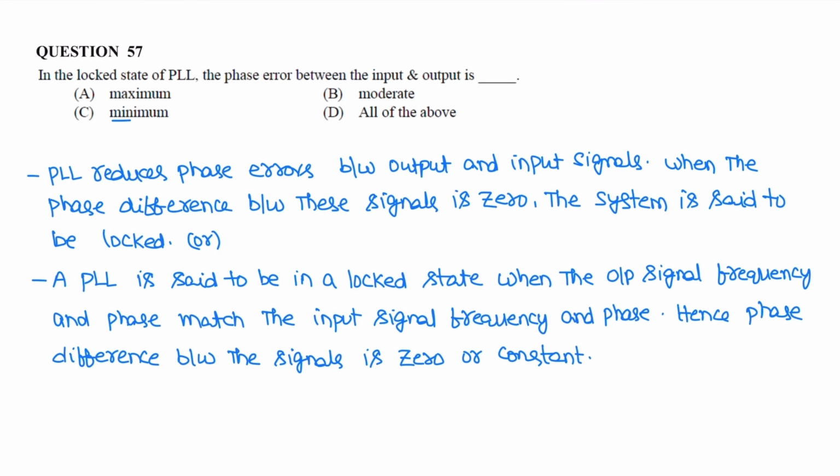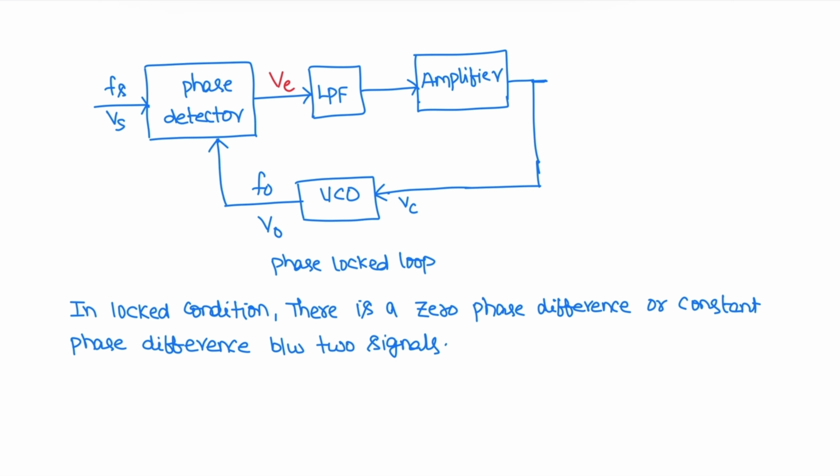Next question. In a locked state of the PLL, the phase error between input and output is 0 or minimum. It is a constant value which is 0 or minimum. In the ideal case it is 0, because in a locked state it is 0. In a locked condition, there is a zero phase difference or a constant phase difference between the two signals, that is Vs and V0. Between these two signals in a locked state, the phase difference is 0.